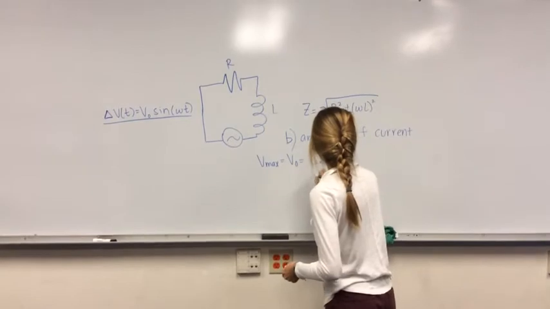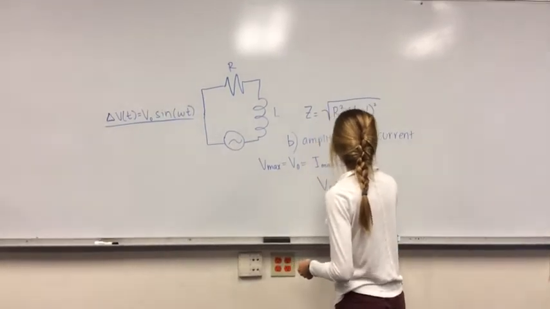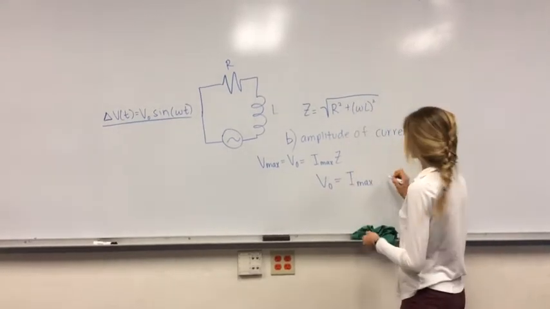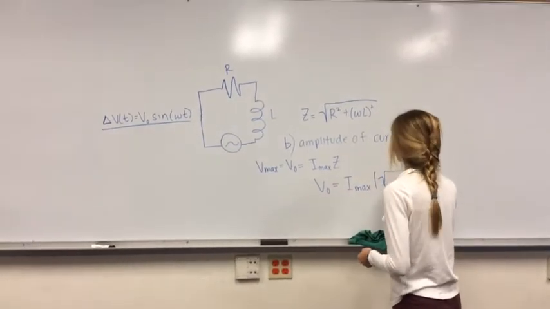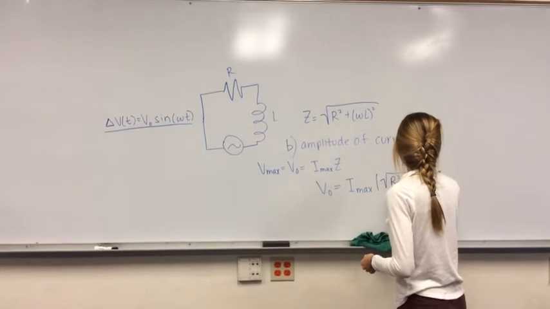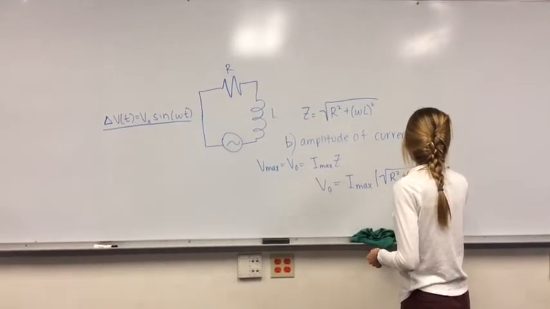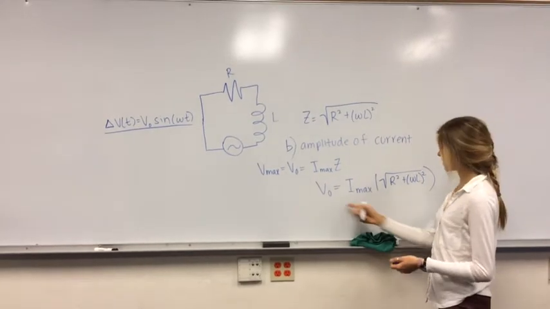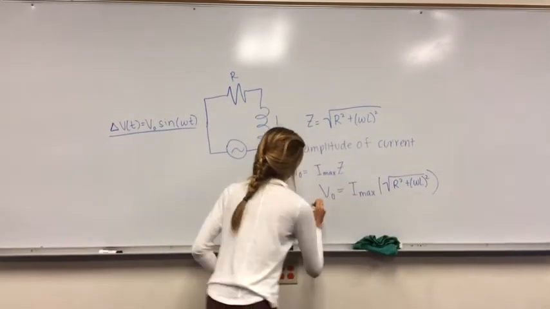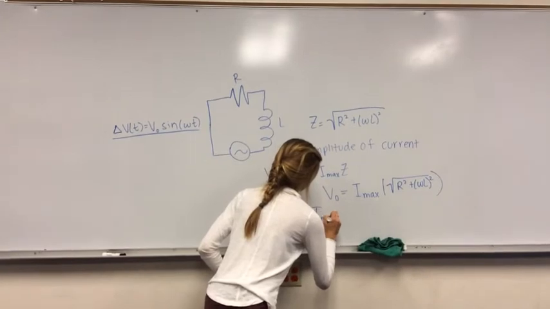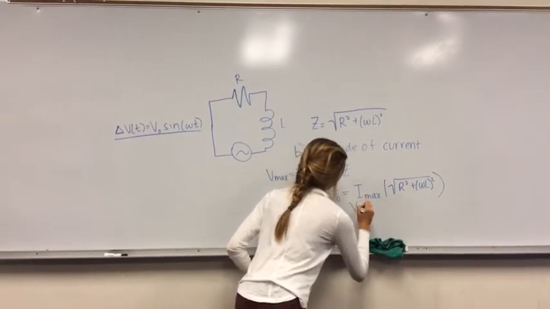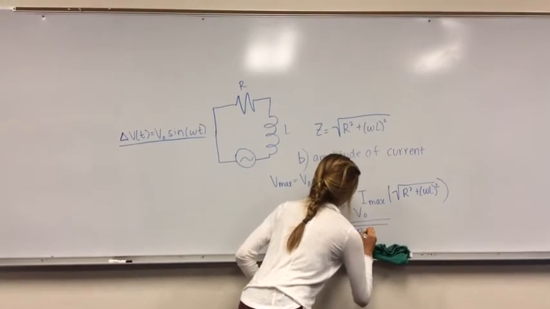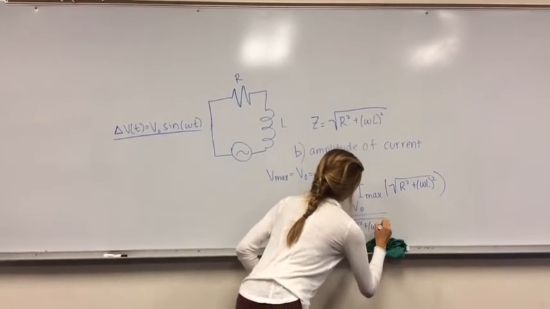So we get V naught equals I max times the impedance, which is the square root of R squared plus omega L squared. Then we solve for I max, so we divide both sides and we get that I max equals V naught divided by the square root of R squared plus omega L squared.